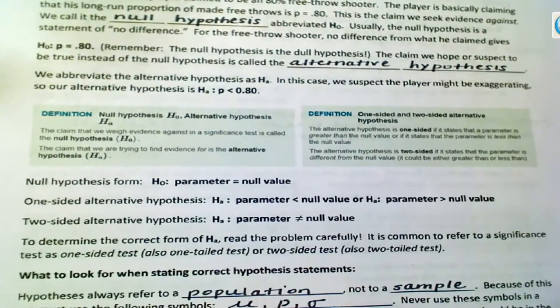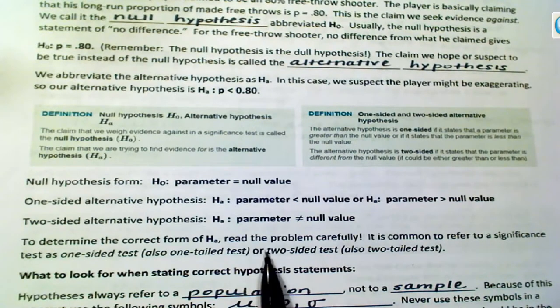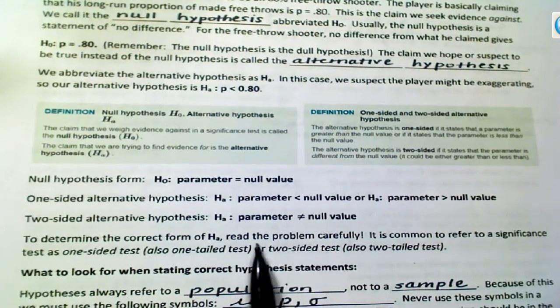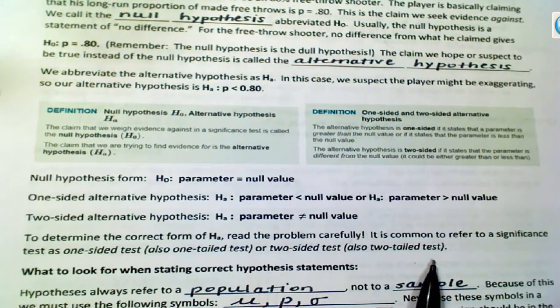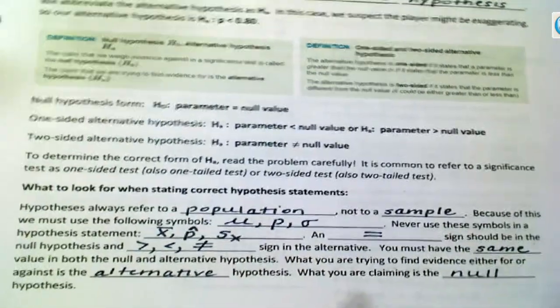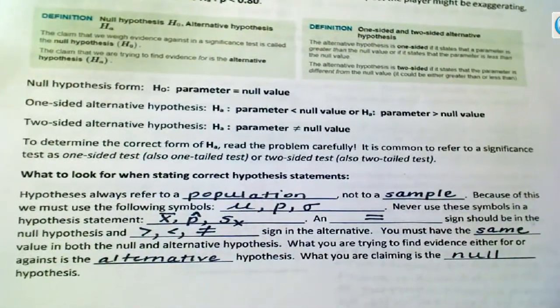To determine the correct form of Ha, read the problem carefully. So you're like, well, how do I know if it's less than, greater than, or not equal to? You read the problem carefully, and it is common to refer to a significance test as one-sided, or sometimes they'll call it one-tailed, and two-sided is called two-tailed, okay? So this is what to look at when you are stating the hypothesis statements correctly.